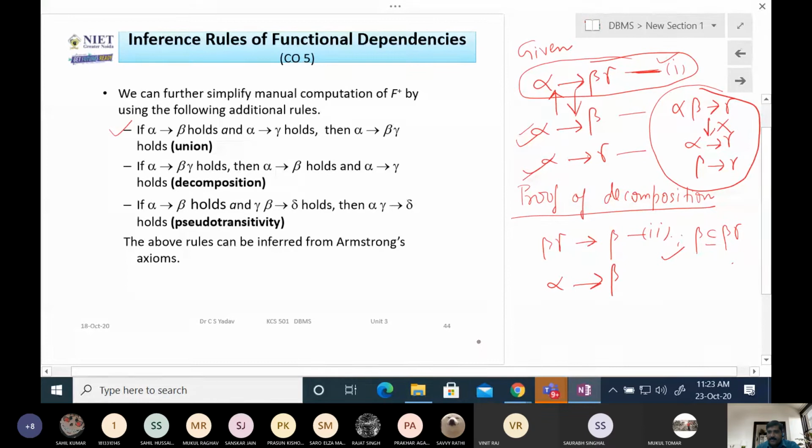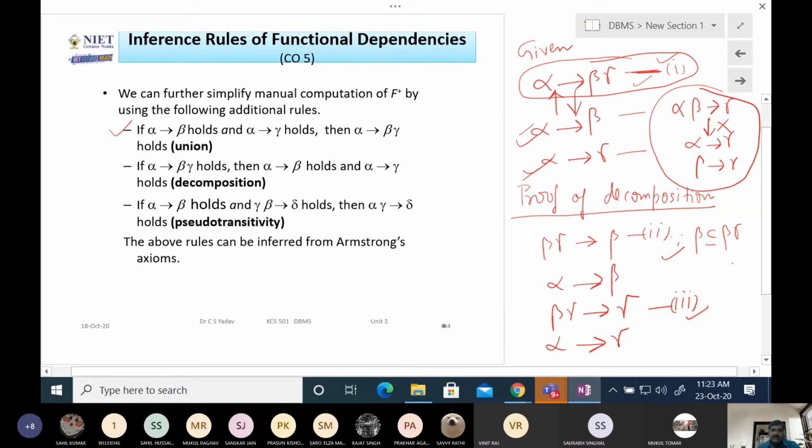Now for this, what will we do? Beta gamma determines gamma. Very good. Beta gamma determines gamma, and this is equation 3. Then from equation 1 and 3, through the transitive rule, alpha determines gamma. In this way, we can prove these things.